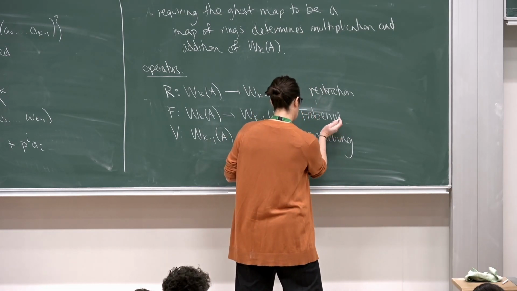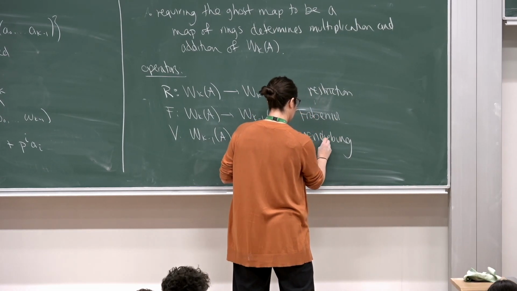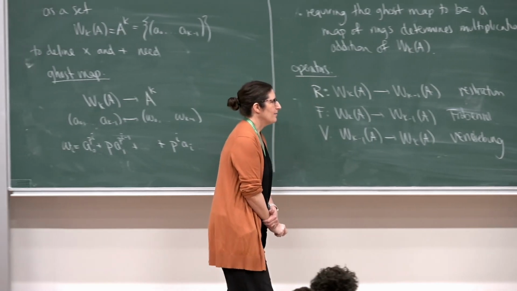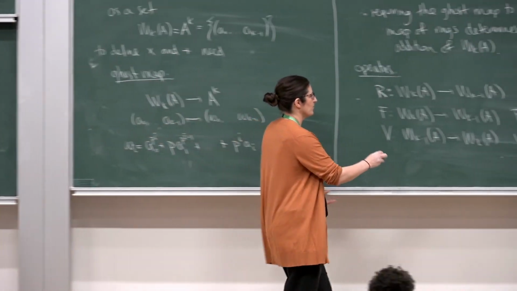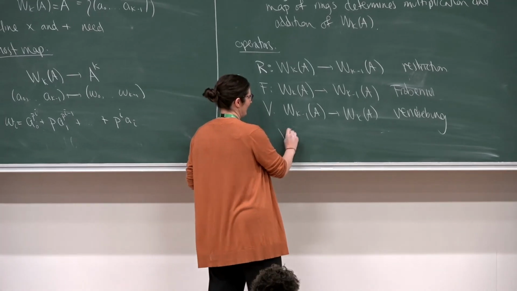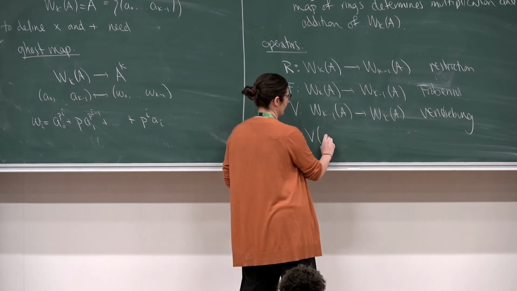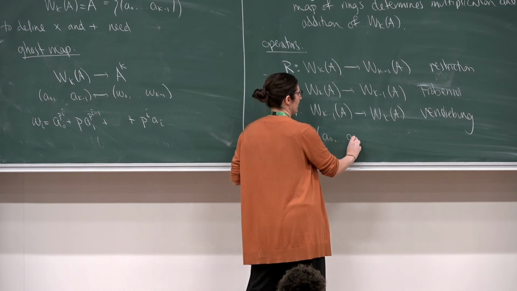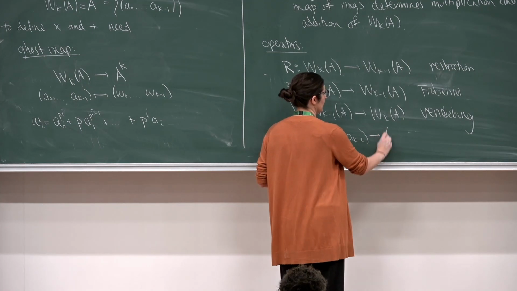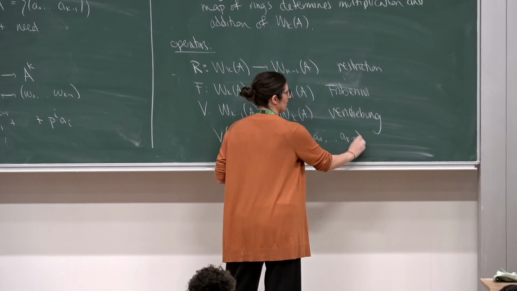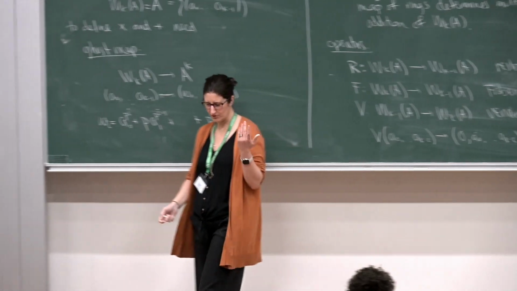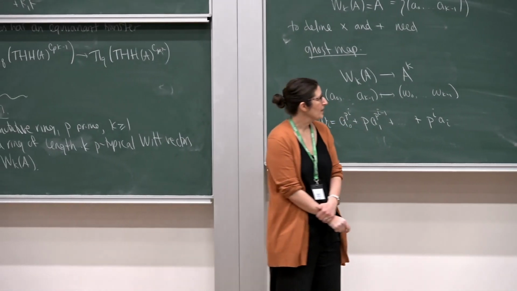Oh, I spelled it wrong that time for sure. Verschiebung. There we go. I'm not going to define all these. It's sort of beside the point, but maybe just to have one of them. So, for instance, the Verschiebung, if I take an element here, A0 through A_{k-2}, this maps to just putting a 0 in front. And we have descriptions of these other operators as well.